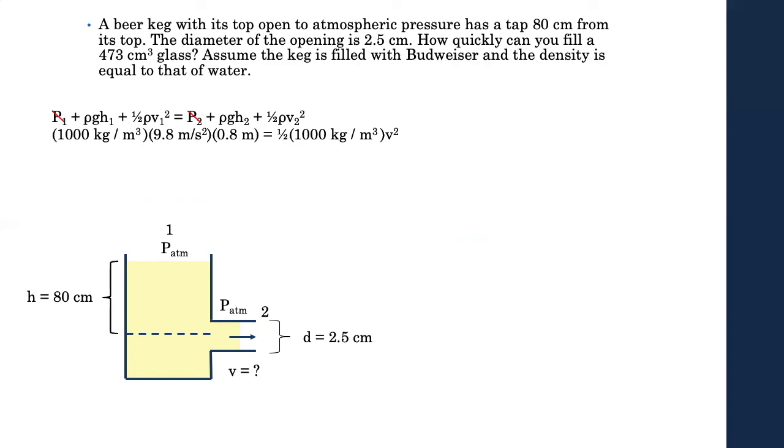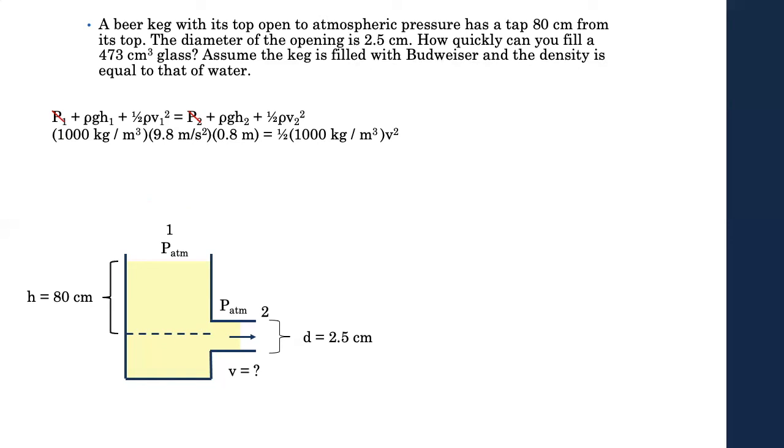Density of water, 1 gram per cubic centimeter, or 1,000 kilograms per meter cubed, same thing. Gravity, 9.8 meters per second squared. I told you that the tap was 80 centimeters below the top. So I'm now assigning a height of 0.8 meters for the height of the top of the keg. And I'm saying that's equal to, you can say at the top, why have I only included rho g h and not 1/2 rho v squared at the top?